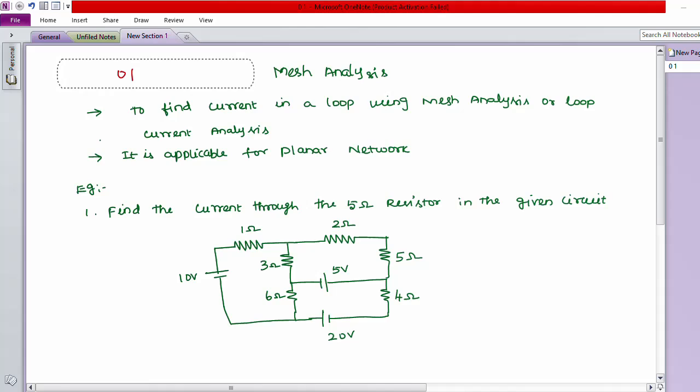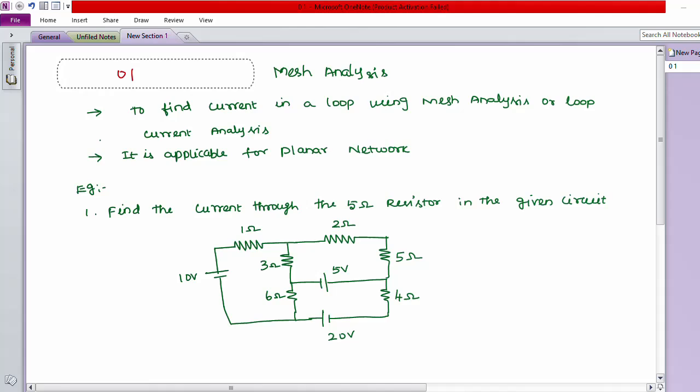This mesh analysis is applicable only for planar network. So, what is planar network? A network is said to be planar if it can be drawn on a plane surface without crossovers. Now we are going to determine current in different branches. We can use the mesh analysis.